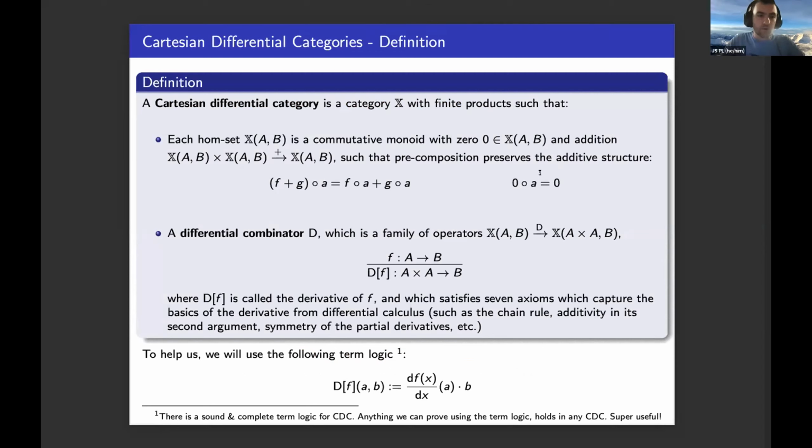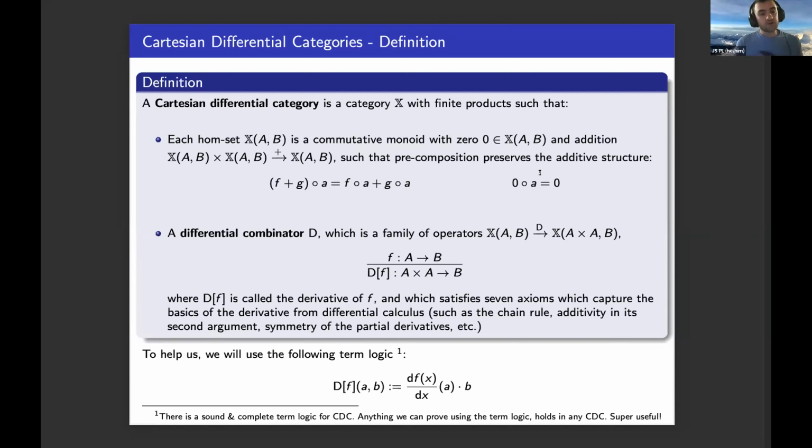Now, those of you familiar with enriched category theory may be wondering, what about the other side? Well, for a Cartesian differential category, we don't want that because, for example, while we can add polynomials together, there are some polynomials like x squared which don't preserve addition. So we're only asking to be able to add maps together and not that every map preserves addition.